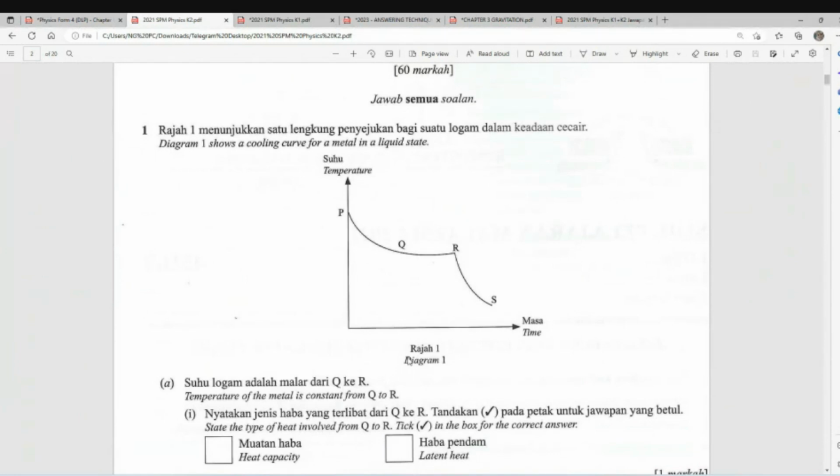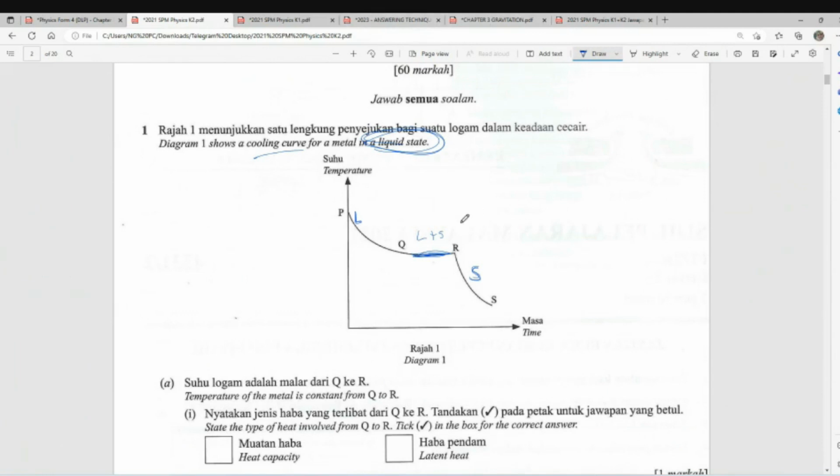Like this one last year, it's already mentioned. It is the cooling curve. Okay, a cooling curve for what? Cooling curve for the metal in the liquid state. So it means that the beginning is liquid. So liquid then becomes solid. During the constant temperature here, it will be liquid plus solid. So do not think it always starts from the gas. You have to read the question.